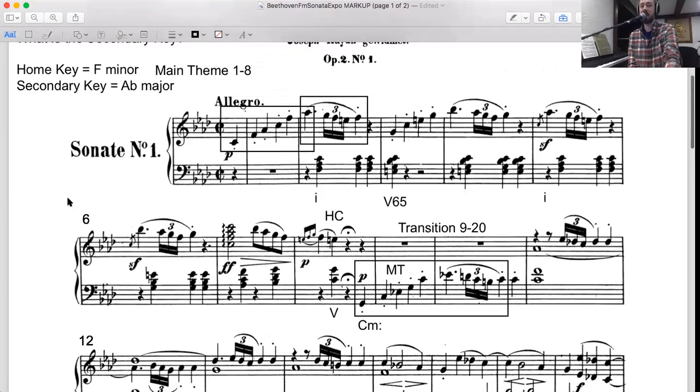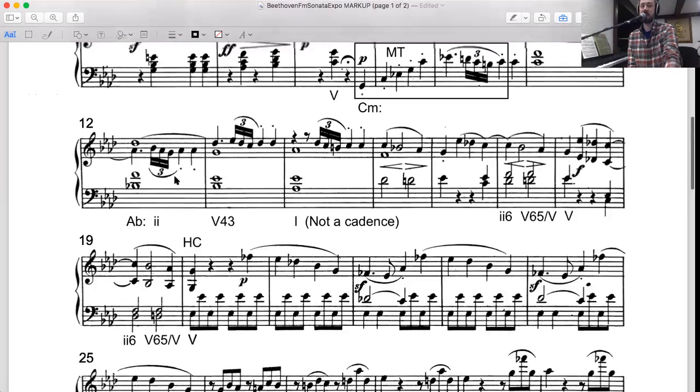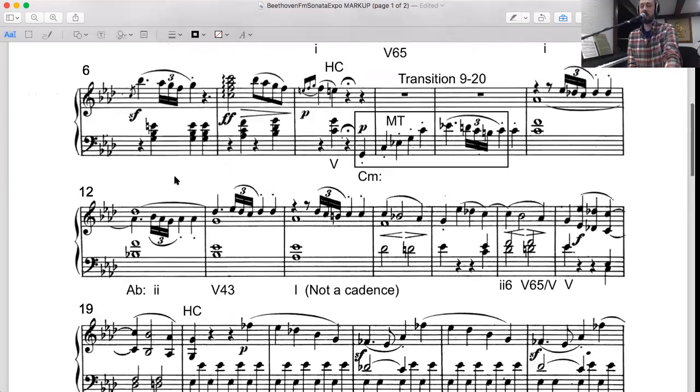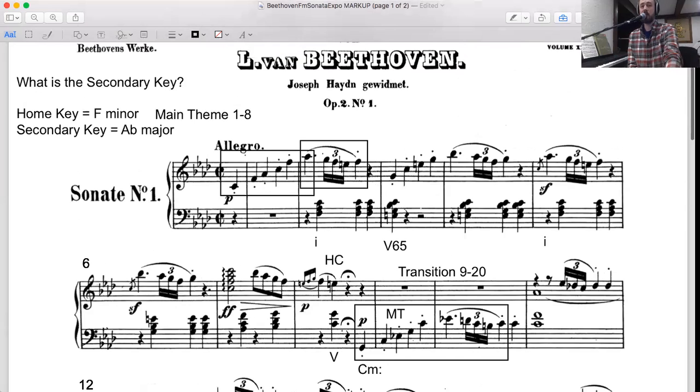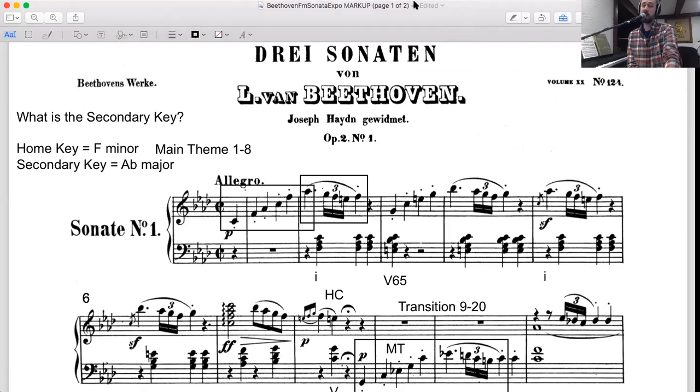So that's the main theme and the transition of this piece, and we're going to check back in a second about the secondary key area. But hopefully that gives you an idea what to be on the lookout for with those sections.